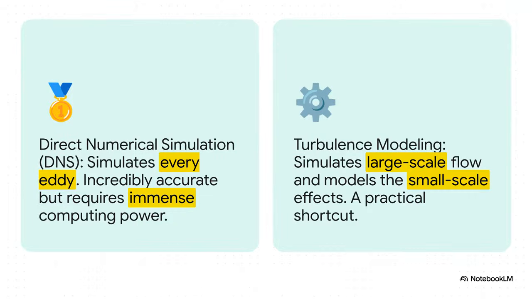So what you have is this really critical trade-off. On one side, you've got what's called direct numerical simulation, or DNS. It's the gold standard. It simulates everything, down to the tiniest detail. But it is so computationally expensive, it's just not practical for most things. And then on the other side, you've got turbulence modeling, which is what makes it possible to actually design a new car or an airplane on a realistic timeline and budget. For the world of engineering, it's the absolute workhorse.